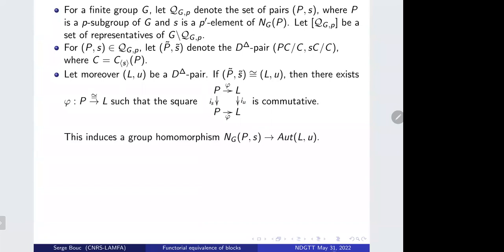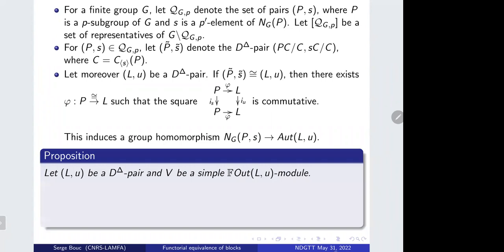In particular, if we now have an element which normalizes the pair PS, that is, it normalizes P and it centralizes the element S, then using this commutative square, it gives us an element in the automorphism group of LU. And actually, it gives us a group homomorphism from the normalizer of PS to the automorphism group of LU. And in this way, we can view a module for Out(LU) as an N_G(PS)-module.